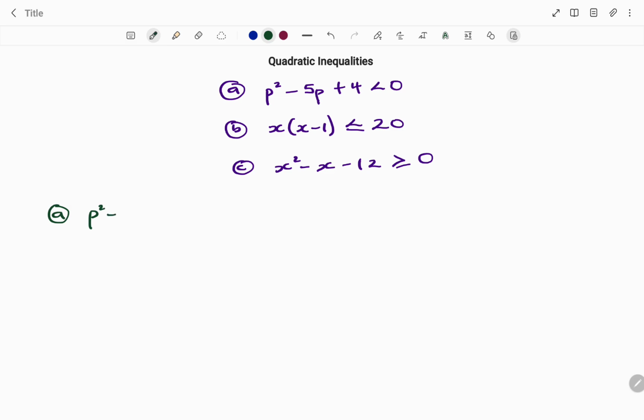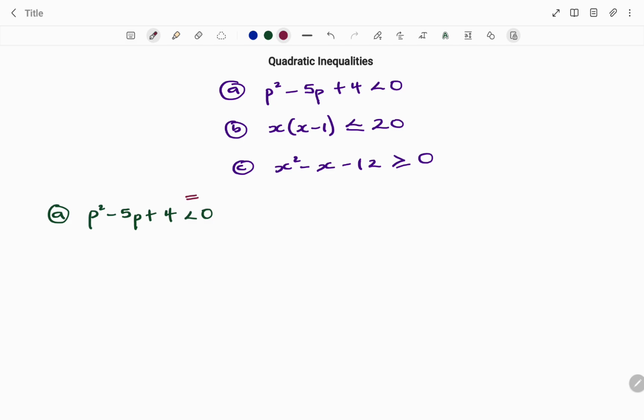In the first example, we have p squared minus 5p plus 4 is less than 0. The first check is to make sure that our inequality is written like a quadratic equation, meaning we have all the terms on one side equal to 0. So we are taking a less than sign here to be similar to our equal sign.